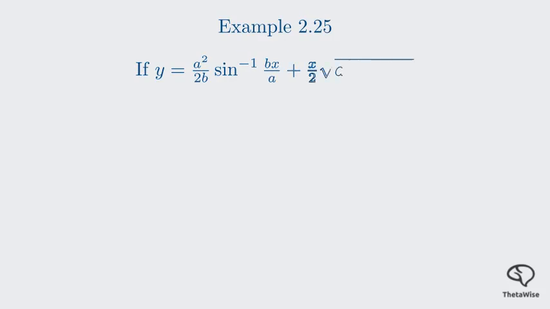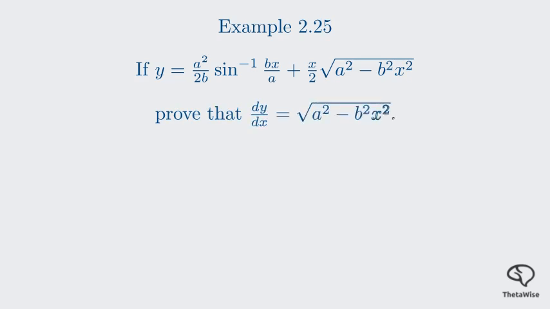We're going to start with example 2.25. The question asks, if y equals a squared over 2b times sine inverse of bx over a plus x over 2 times the square root of a squared minus b squared x squared, prove that dy/dx equals the square root of a squared minus b squared x squared. This problem requires us to use the chain rule and the product rule.